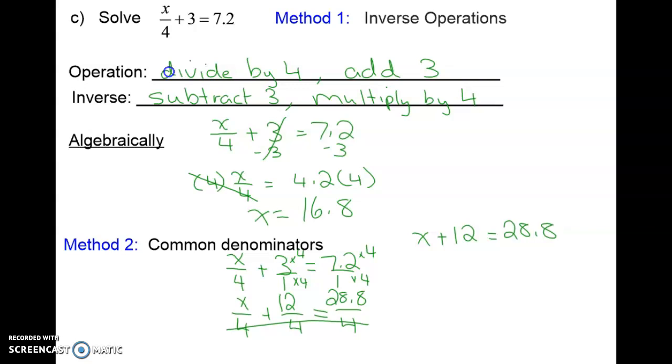X plus 12, the opposite of adding is subtracting, and whatever you do to one side, you've got to do to the other. That makes a zero pair, and x is going to be equal to 16.8. So you get the same answer as in the other method.